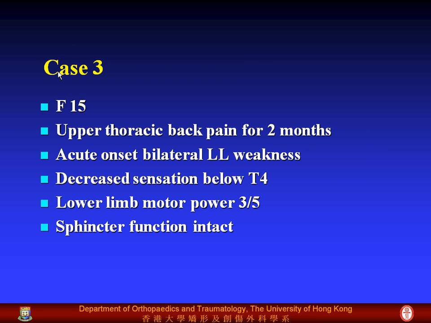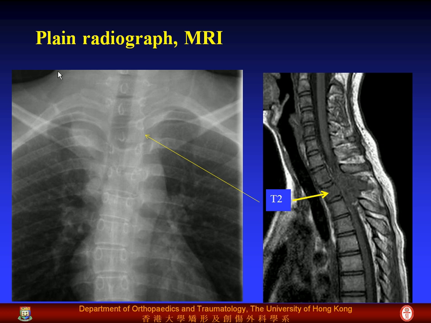So this is for benign condition. This is case number 3, a 15-year-old female, young girl, with upper thoracic back pain for 2 months, pain over the interscapular area, and decreased sensation below T4. She presented with acute onset of bilateral lower limb weakness, and the lower limb motor power was around 3/5. Sphincter function was intact. Acute neurological deterioration.